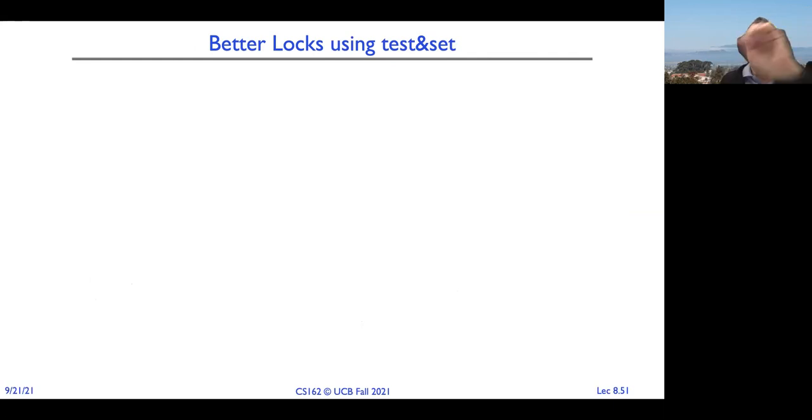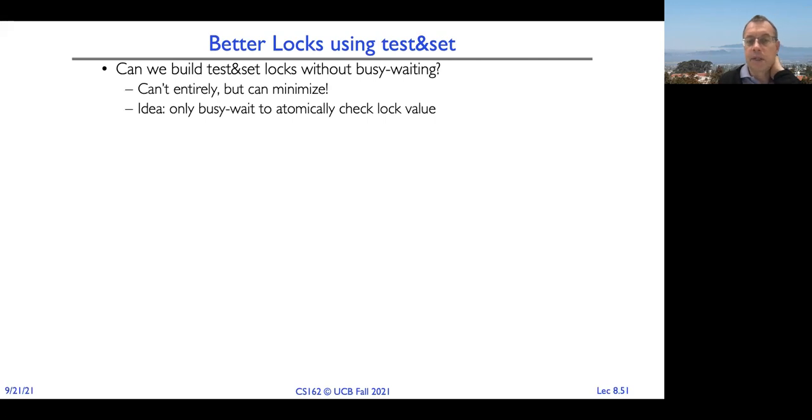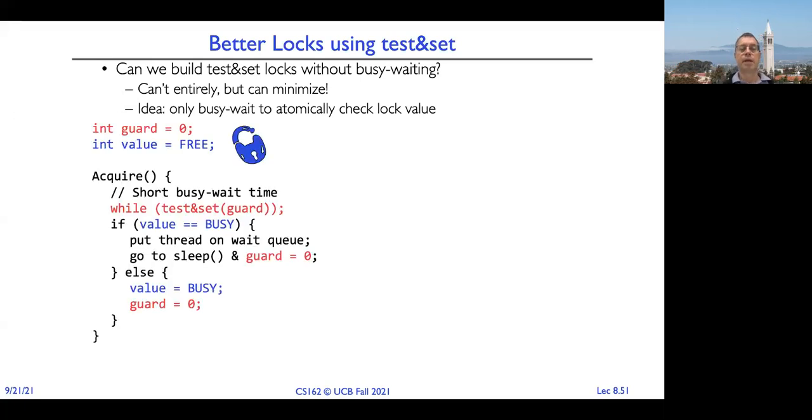So now for the next couple of minutes, let's think about maybe better locks using test and set. So the question: can we use test and set to implement locks without busy waiting? And the answer here is, we cannot, but we can minimize the busy waiting section. And again, the solution here is like with, if you remember, with interrupts. We use a lock to implement a lock in some sense.